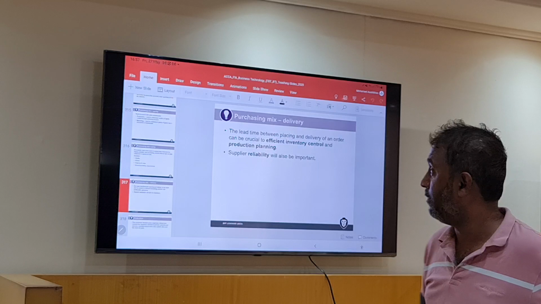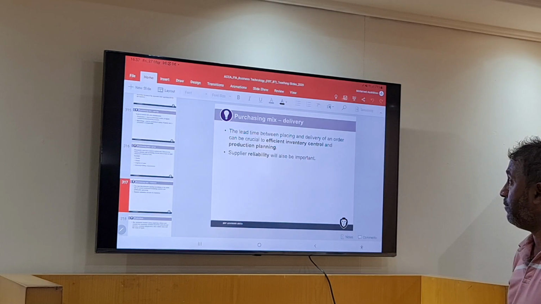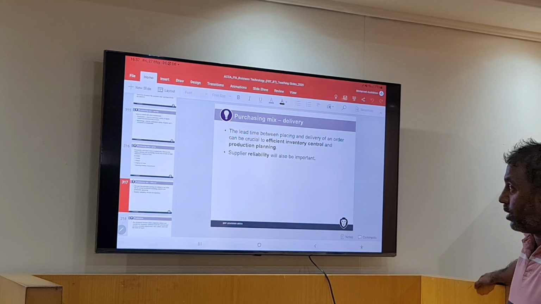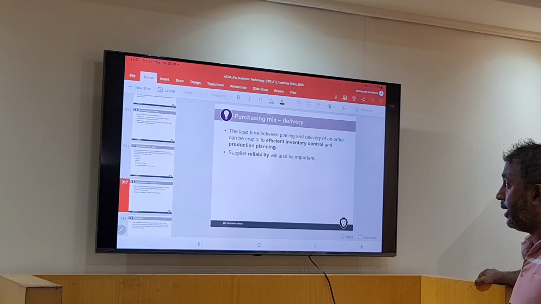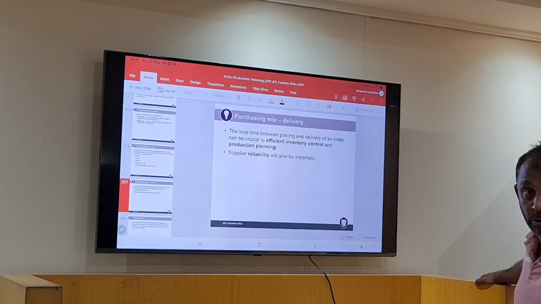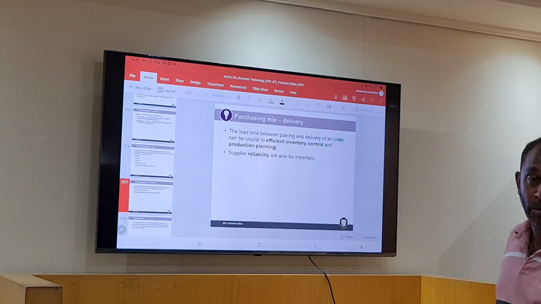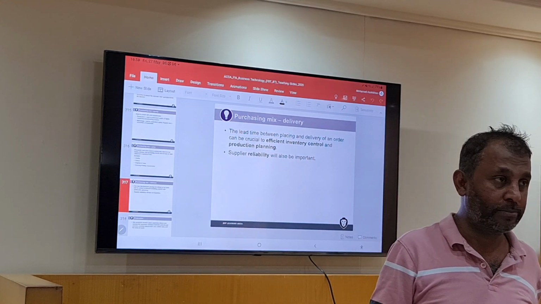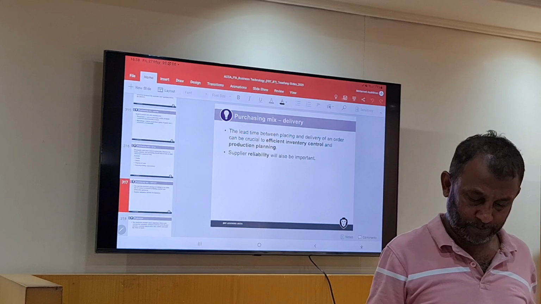Purchasing mix. Delivery, the lead time between placing and delivery of an order can be crucial to efficient inventory control, obviously. So I hope you know the meaning of lead time. And for production planning, supplier reliability will also be important. So you order and you wait, and if that guy doesn't deliver reliably, you will be in trouble.